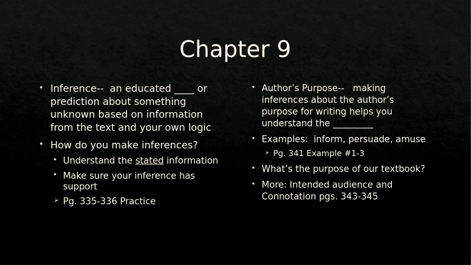So in chapter 9, we're focusing on making inferences and looking at the author's purpose. Okay, and I'll explain to you why that's important to know an author's purpose. But let's talk about inference first. So if you're on page 331, at kind of the top, it says inference in dark letters, and it says inference is an educated guess or prediction about something unknown based on available facts and information. So like Alan said, it's your conclusion. After you look at everything that you can see clearly, then you make a conclusion.